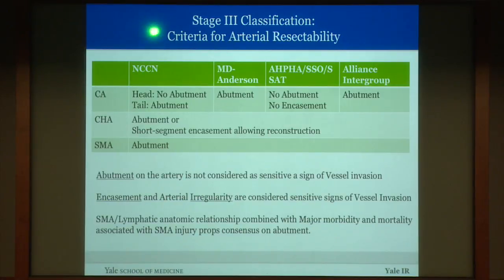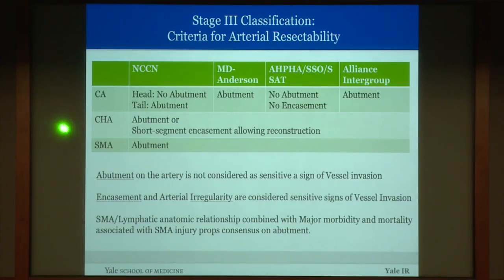And so these different groups have defined the degree of vessel involvement in different ways. The NCCN guidelines say that for the celiac axis, the celiac artery, at the head, no abutment, okay? At the tail, abutment's okay. It's probably because the surgeons that want to follow these guidelines think they can get out the whole artery with an R0 margin, so no microscopic tumor even left behind.